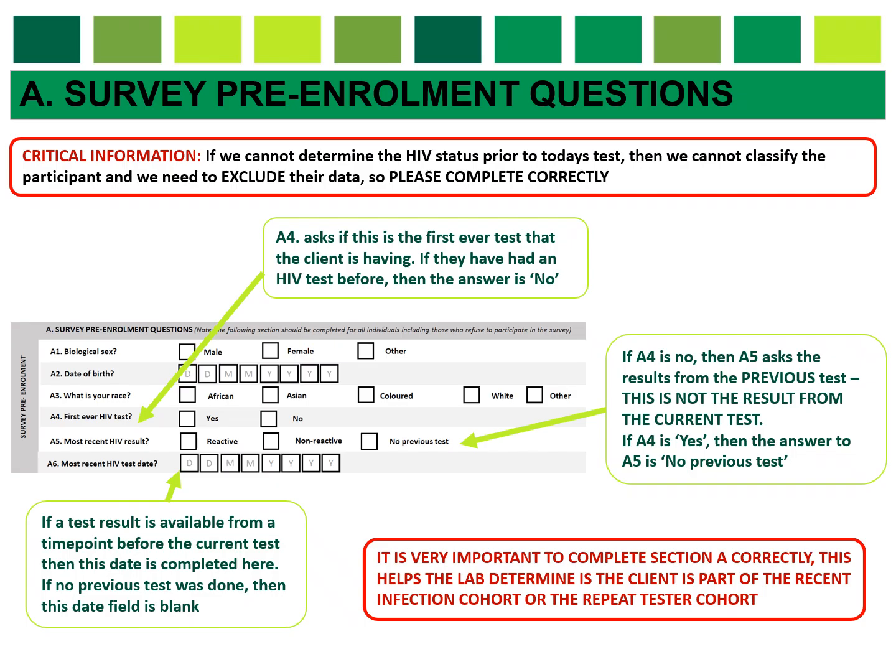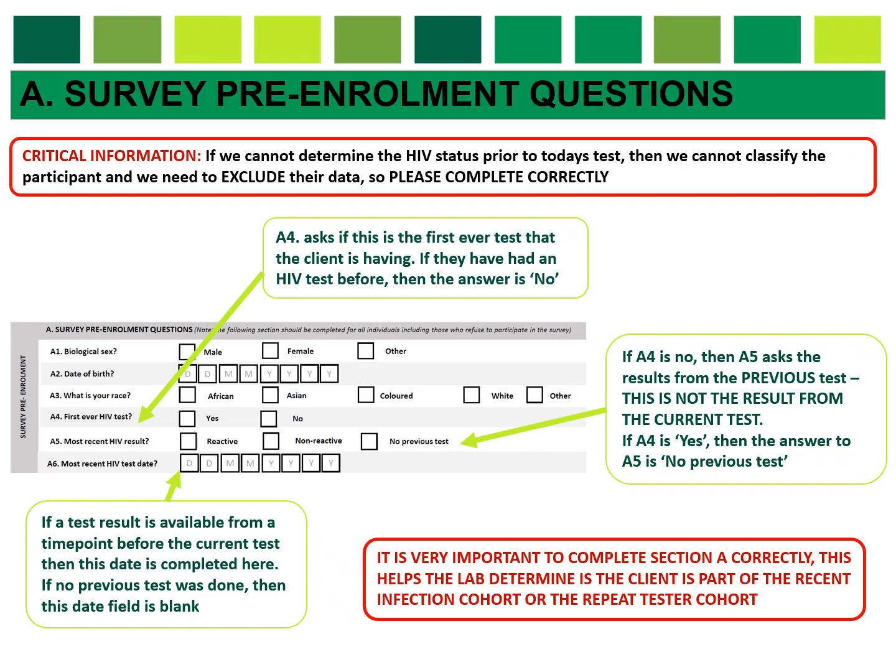So as I've mentioned, section A is absolutely critical. If we do not have this completed correctly, we can't classify the participant and therefore we cannot do all of the study procedures. So let's look at these questions a bit closer. So A4 asks if this is the first test that the client is ever having. This means ever in their lifetime. So it doesn't mean the first test for today or the first test at your clinic. It means the first test that they've ever had for HIV.